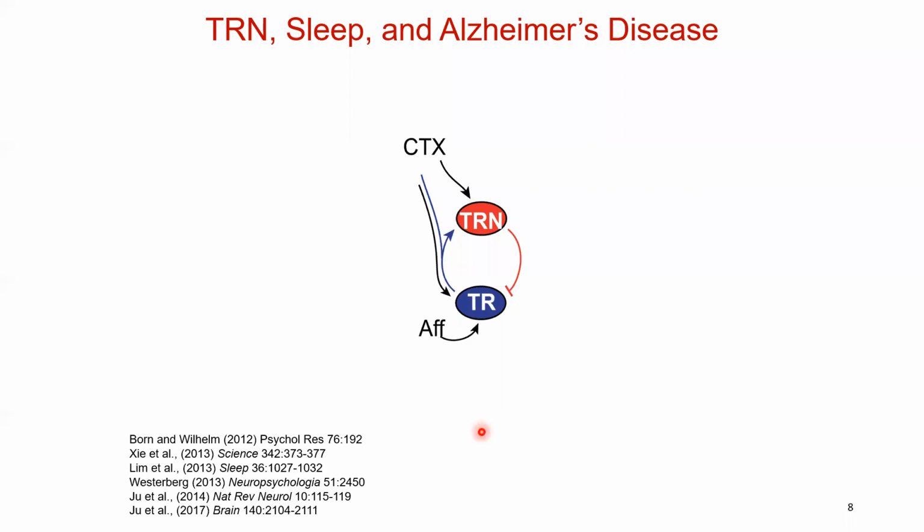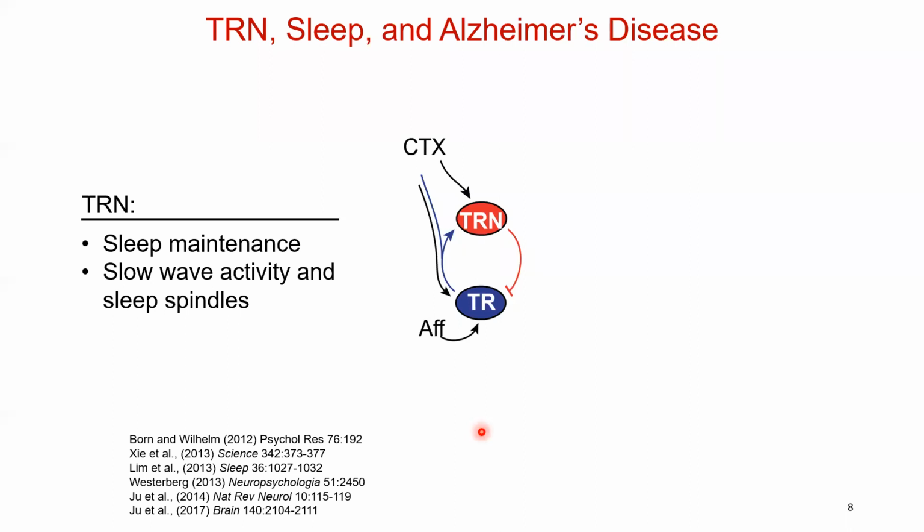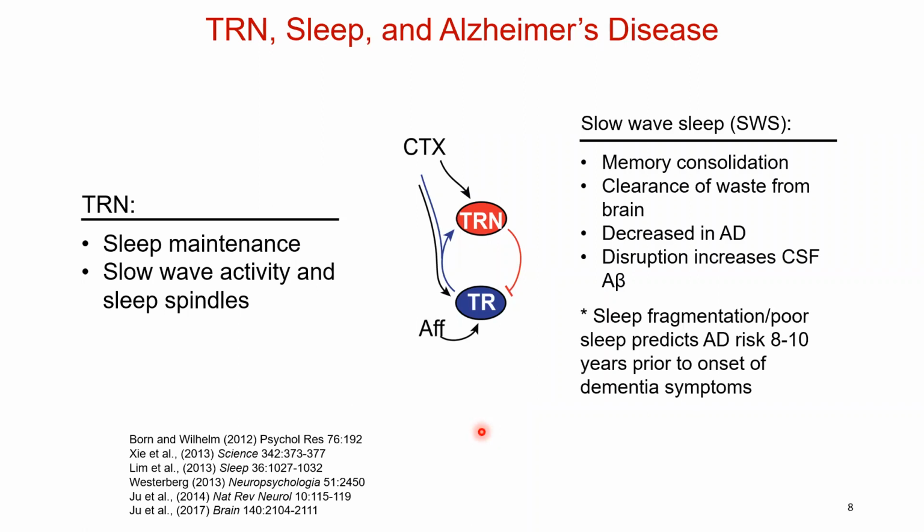So with all that, we came to binding these three elements: the thalamic reticular nucleus, sleep, and Alzheimer's disease. The thalamic reticular nucleus is important for sleep maintenance, for slow wave activity, and for induction of sleep spindles.